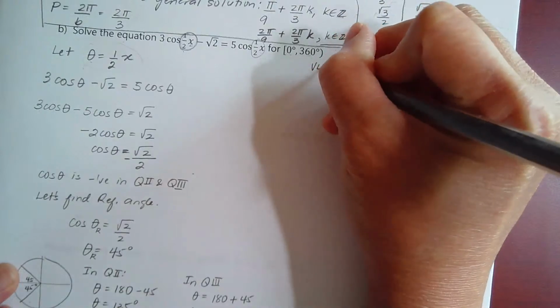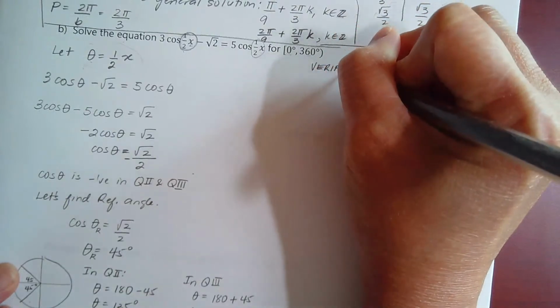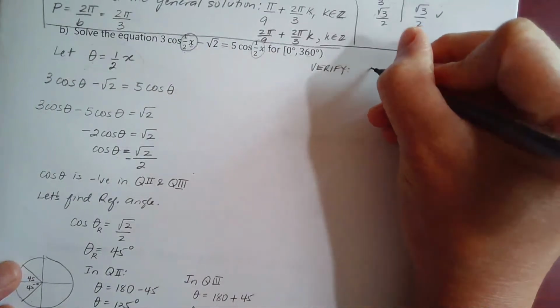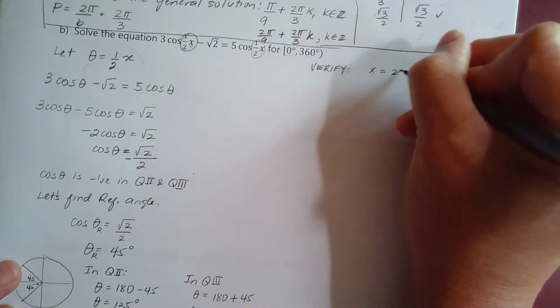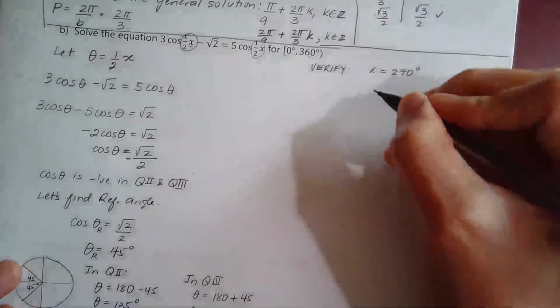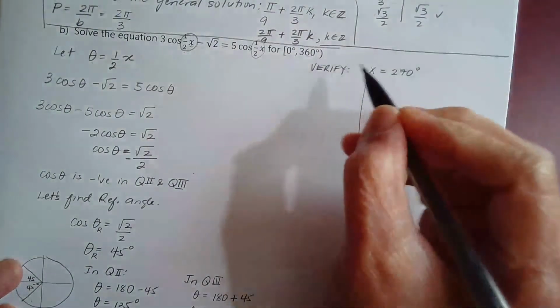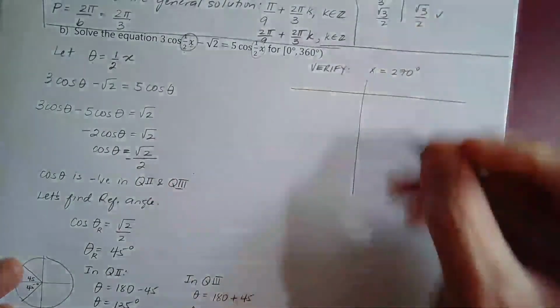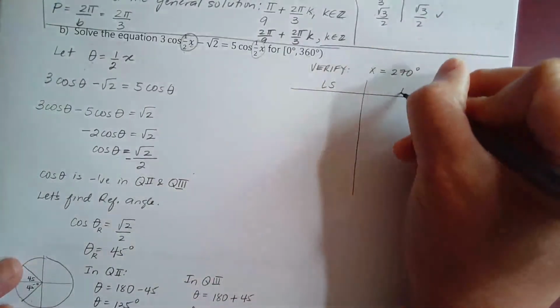Check or verify our answer. So what's our answer? Our answer is x equals 270 degrees. Yes. So we're going to set up the left and the right side. We've got lots of room here to do this. So the left side and then the right side.